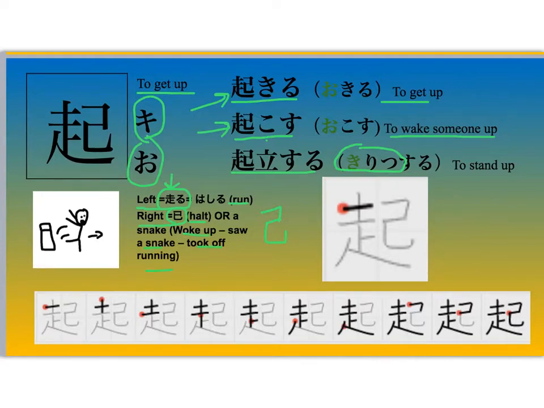The stroke order is fairly easy for this one. It's 1, 2, 3, 4, 5, 6, 7, 8, 9, 10. And don't forget that kind of hooks up there.